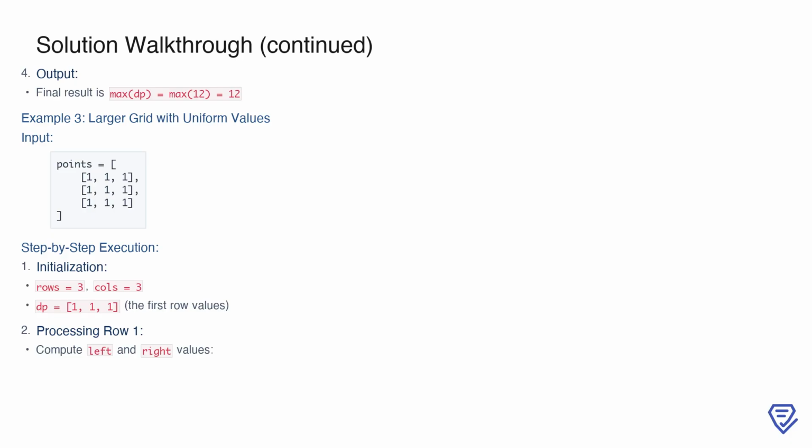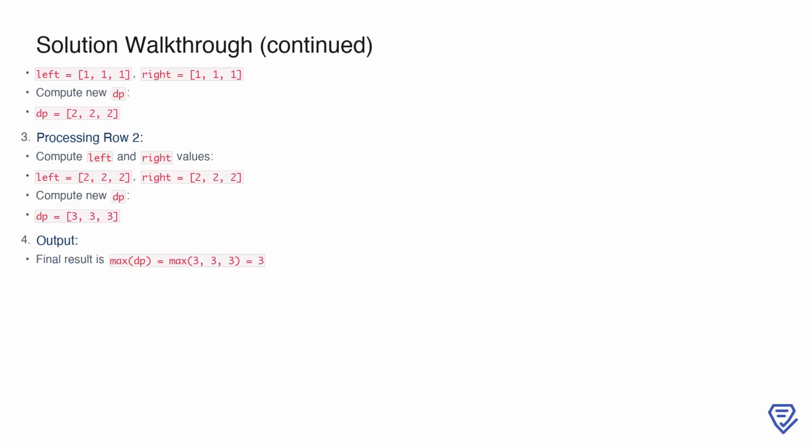2, 2, 2. For the last row in the uniform grid, the left and right arrays are again 2, 2, 2 because all values are equal. Adding the grid values to the maximum of left and right results in a new dp of 3, 3, 3. The maximum value in this final dp array is 3, which is the result for this grid. This example demonstrates that when all values in the grid are uniform, the maximum achievable score simply increases by the row number as you progress through the grid.